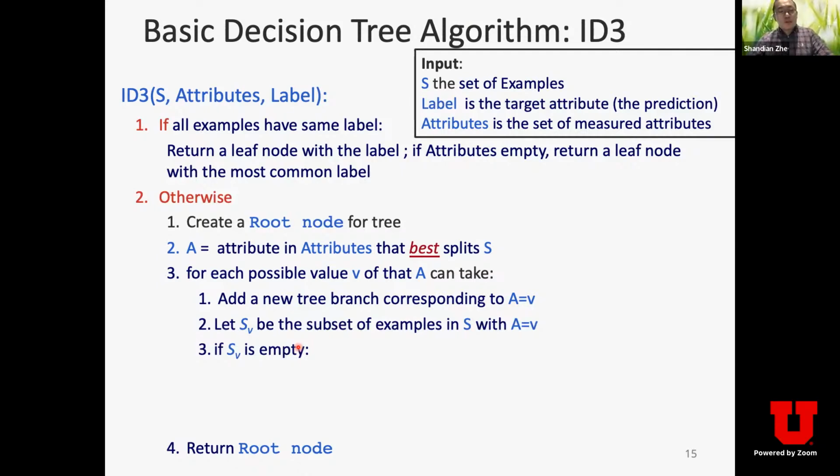But for the base cases, would you like to remove this branch, namely A equals V, or do something else? So I mean, you're still going to append a leaf node. Average values of attribute.